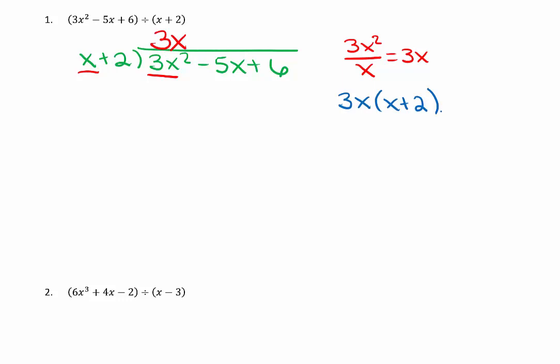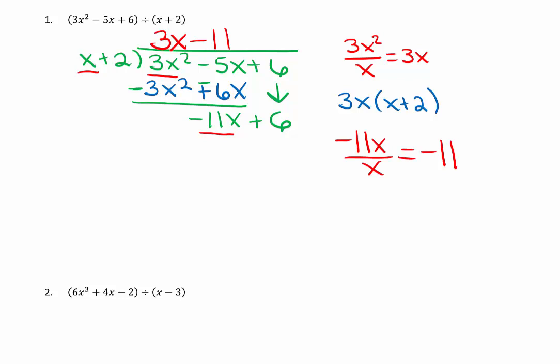I'll write that down. And then to find the remainder, I'm going to have to multiply 3x times x plus 2. That's 3x squared plus 6x. Finally, we subtract both terms to find the remainder. The 3x squareds go away as they should, and minus 5 minus 6 is minus 11, so minus 11x. Now I bring down the next term and repeat the process.